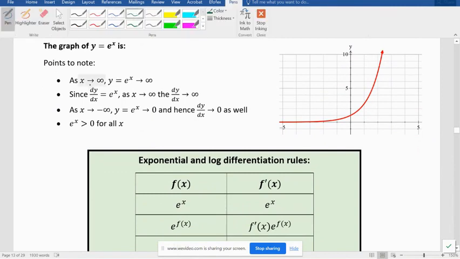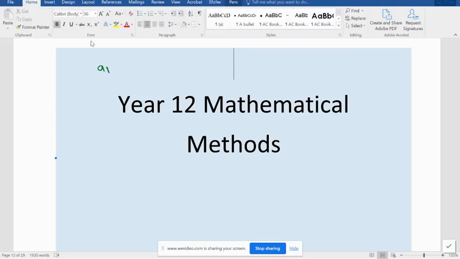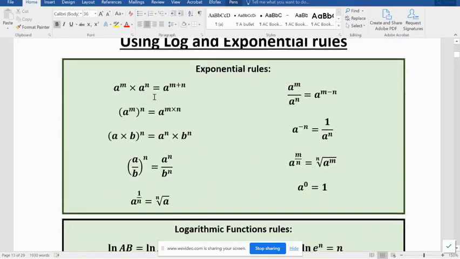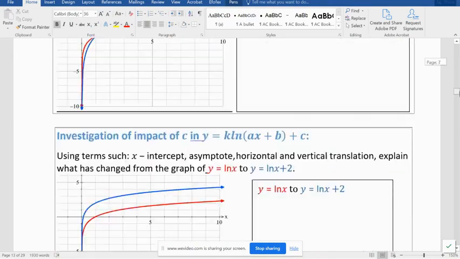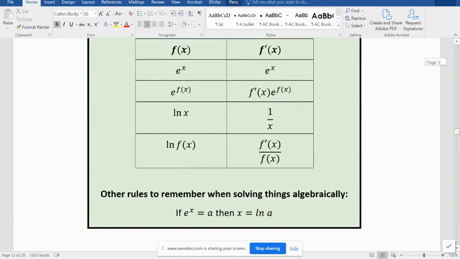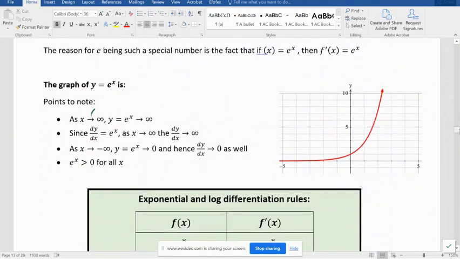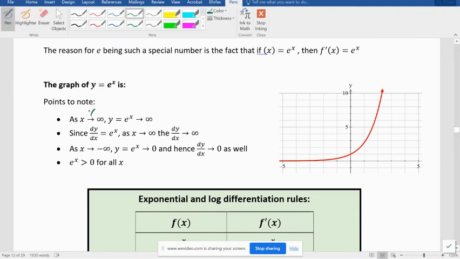When we talk about these sort of things here, this sign means approaches. I love it when it does that. Okay, where were we? Sorry, guys, just hang on a sec. Yeah.